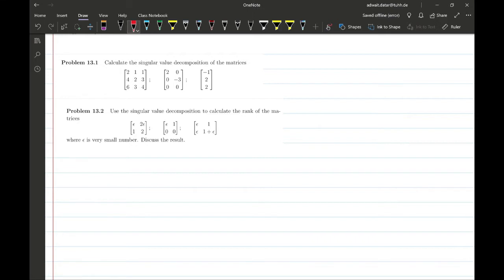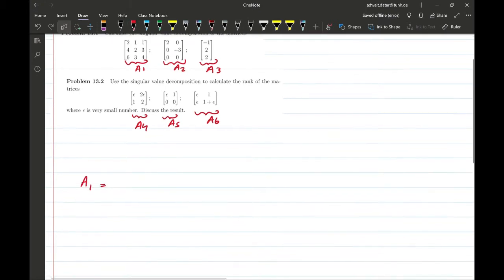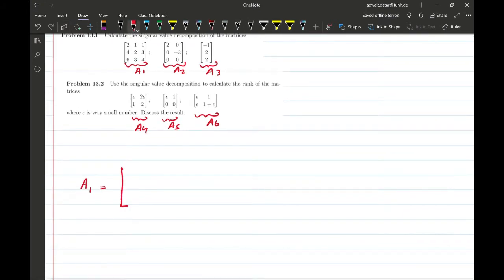So let's name these matrices. Let's call this A1, let's call this A2, let's call this A3, let's call this A4, A5 and A6. So A1 is given by these numbers 2 4 6 1 2 3 1 3 4.